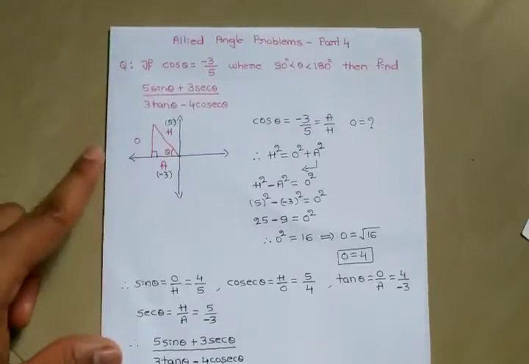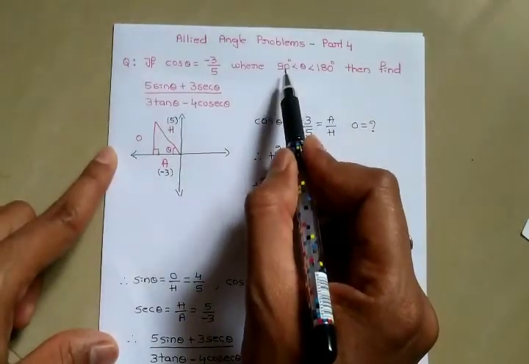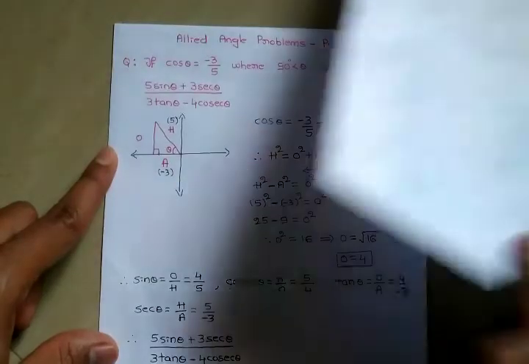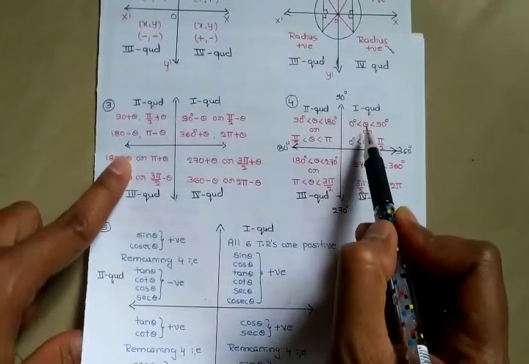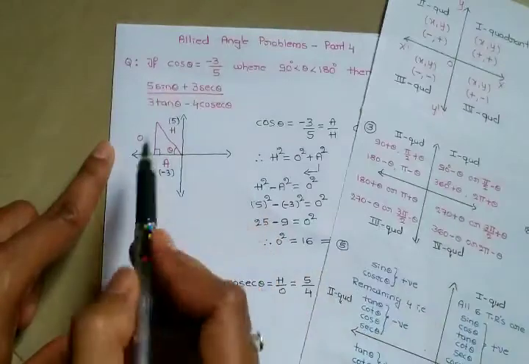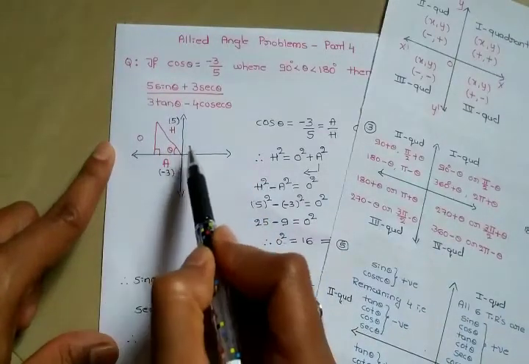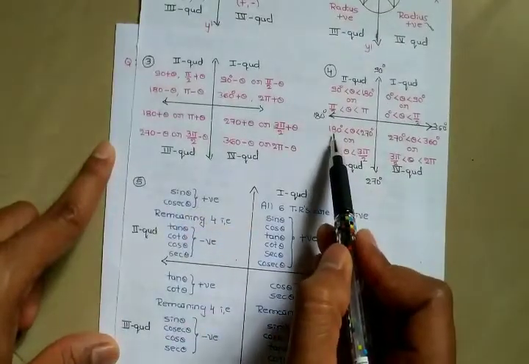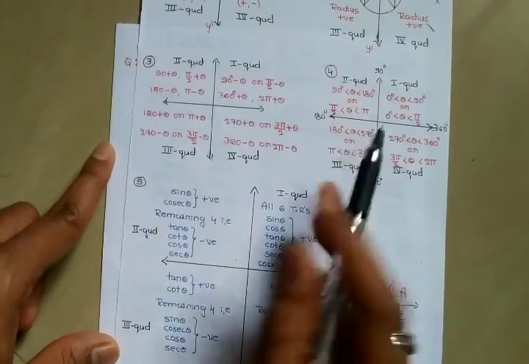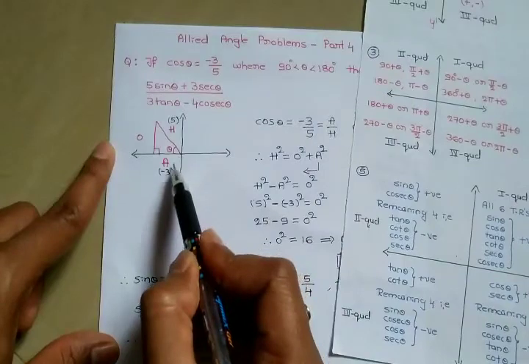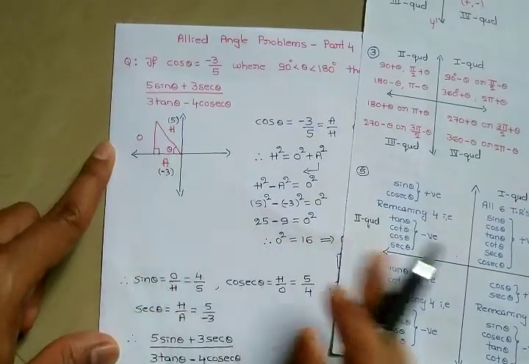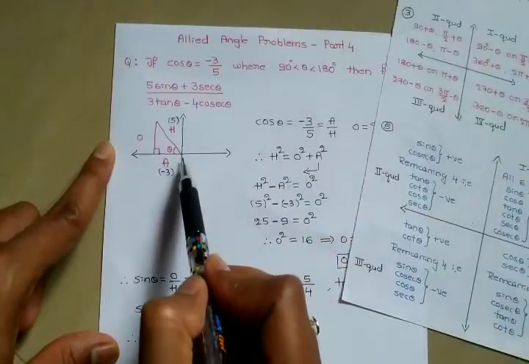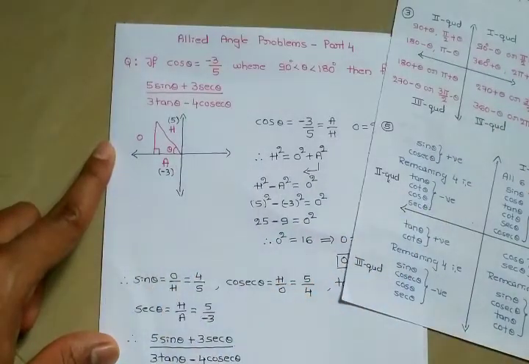So this is how you need to find the value, correct? Suppose they give the condition 0 less than theta less than 90 degrees. That time you need to draw this same right angle triangle in the first quadrant. If they give the condition 180 less than theta less than 270, then you have to trace the right angle triangle in the third quadrant. If they give the last condition, then you need to draw the right angle triangle in the fourth quadrant.